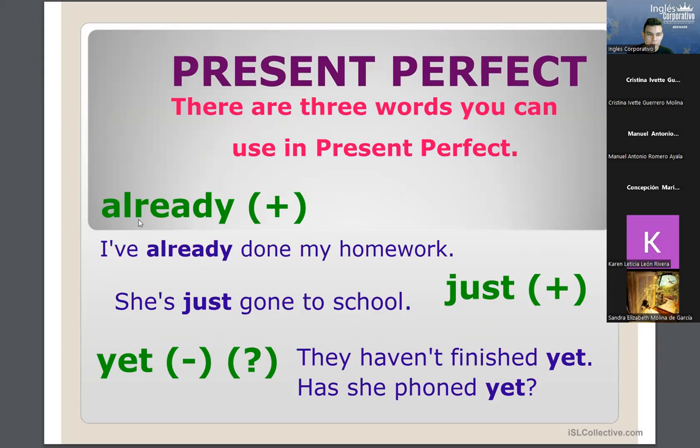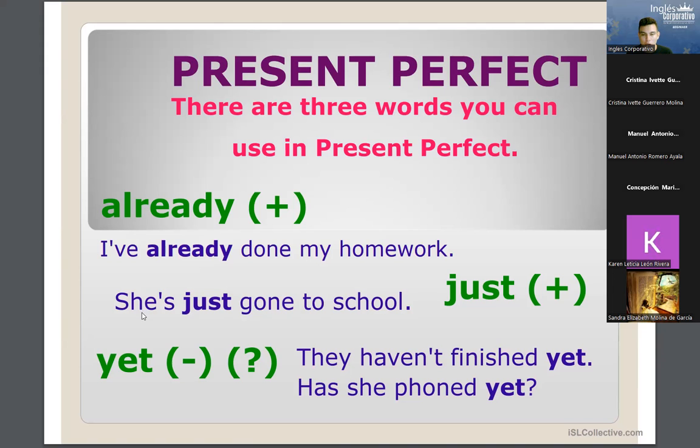Present perfect. There are three words you can use in present perfect. For example, we can use already, just, and yet. Already, we can use it. For example, I've already done my homework. That is like in Spanish when we say, yo ya lo hice, yo ya compré, yo ya lo he terminado. Es una acción que acabamos de hacer o que hicimos en un momento atrás.